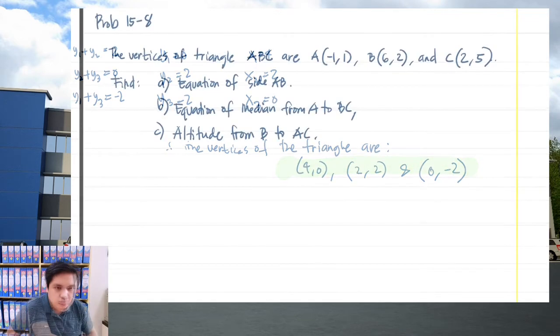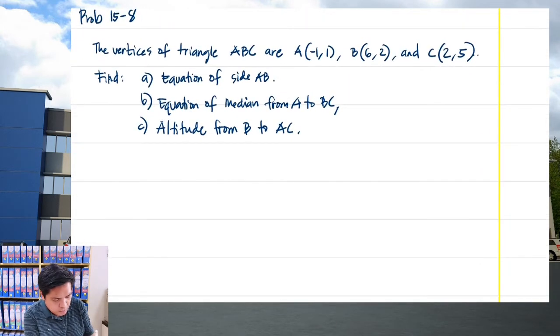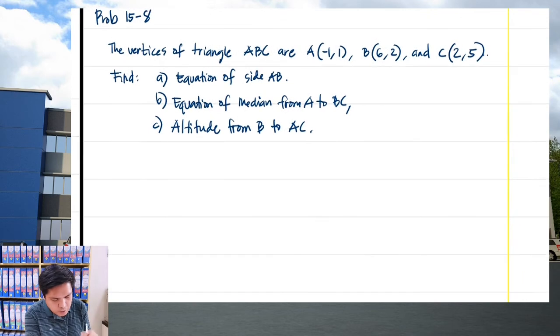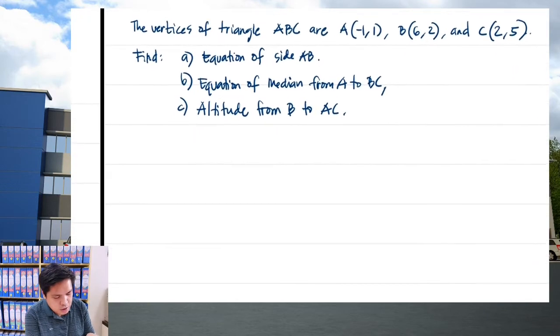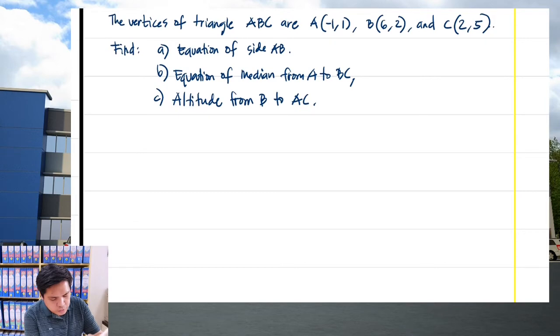Try this problem. The vertices of triangle ABC are given by this. So we have to find letter A, equation of side AB, letter B, equation of median from A to BC, and letter C, the altitude from B to AC. So these are just easy problems. Wala masyadong challenge. So we'll start by i-plot muna natin yung triangle.